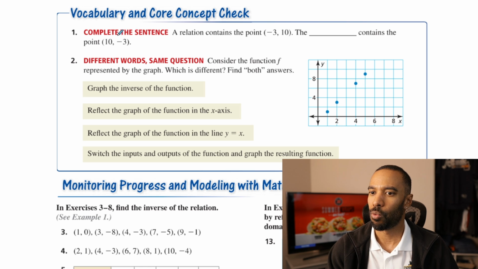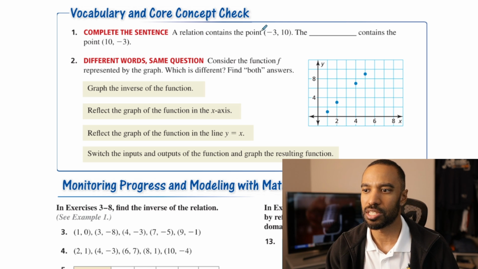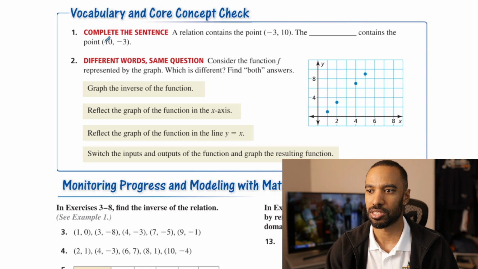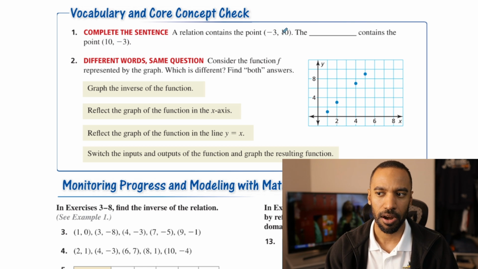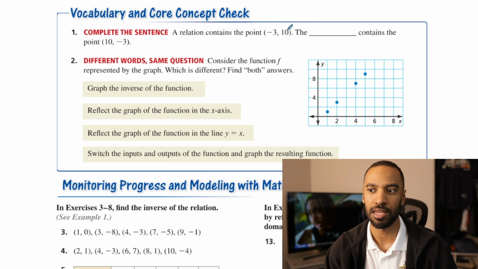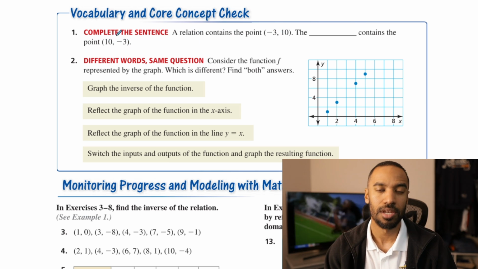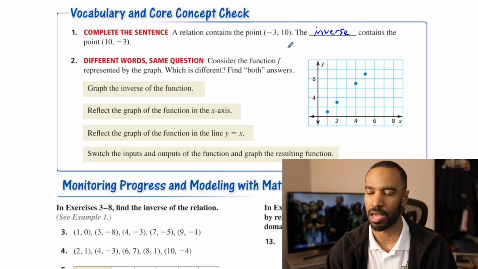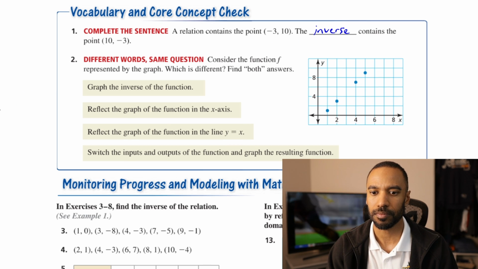Okay, number 1, complete the sentence. A relation contains the point -3, 10. The blank contains the point 10, -3. If you compare these two, you'll see that they traded places. -3 was the x, now it's the y. 10 was the y, now it's the x. When x and y switch places, you are referring to the inverse. It's just a vocab check. They're trying to warm you up and not trick you too much.